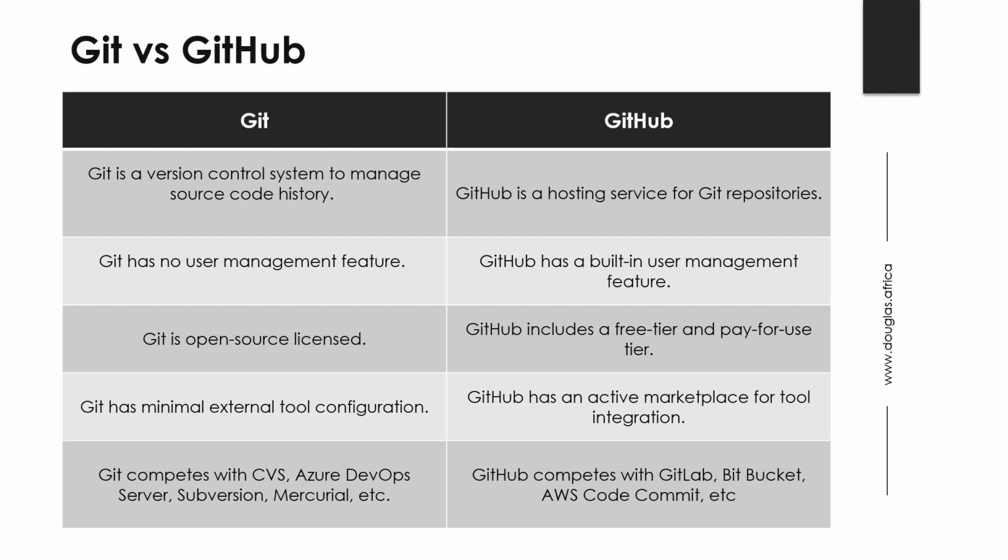Among the major competitors for Git are CVS, Azure DevOps Server, Subversion, and Mercurial. Don't worry so much about this. It's just good for you to know some of the alternatives for Git. Then with GitHub, they mostly compete with GitLab, Bitbucket, AWS CodeCommit, and some other tools that I haven't included in this learning. That is it for today.